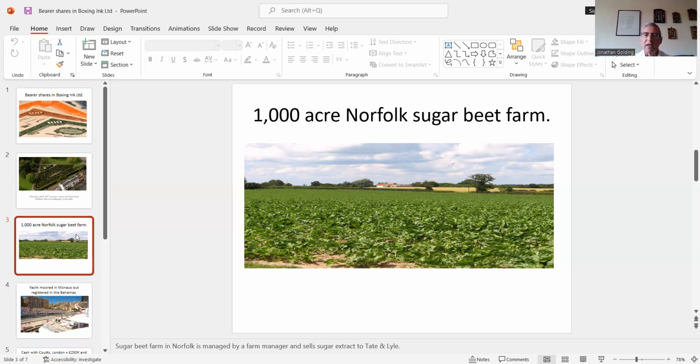If you have a farm anywhere in the UK or in the EEA, Europe, then that will be exempt from inheritance tax on your death. So he's had that for quite some years, and that will be exempt should he die.